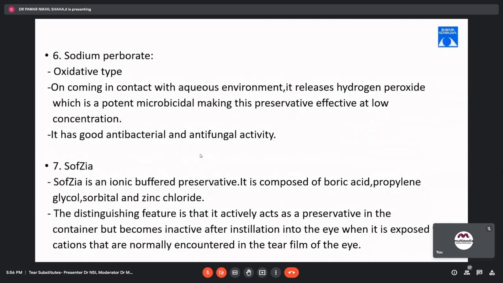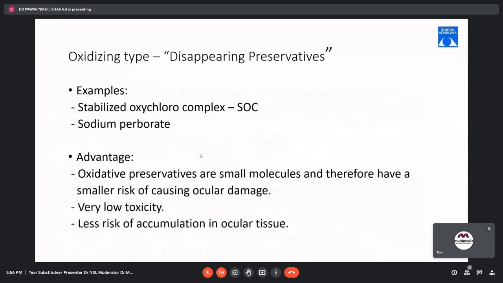Sofzia is an ionic buffered preservative. It is composed of boric acid, propylene glycol, sorbitol and zinc chloride. The distinguishing feature is that it actively acts as a preservative in the container but becomes inactive after instillation into the eye when it is exposed to cations that are normally encountered in the tear film of the eye. So oxidizing type, they are disappearing preservatives. Examples are stabilized oxychloro complex, sodium perborate. So the advantage is that these are small molecules, therefore have a smaller risk of causing ocular damage.